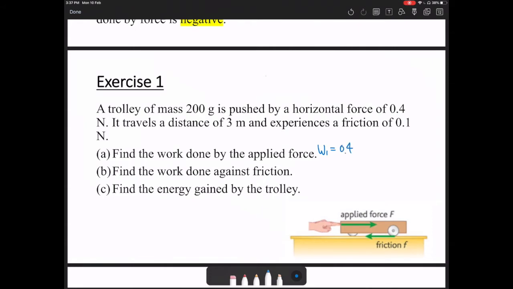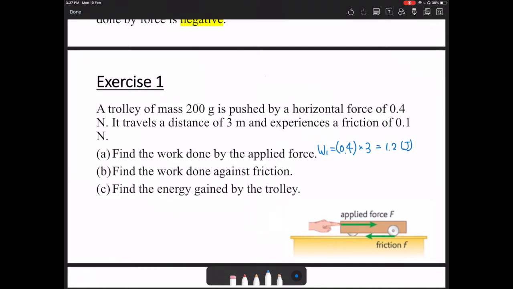0.4 times the displacement is 3. So 0.4 times 3 is 1.2. Remember, the SI unit of work is joule. So 1.2 joule.